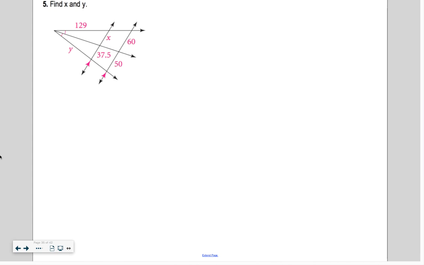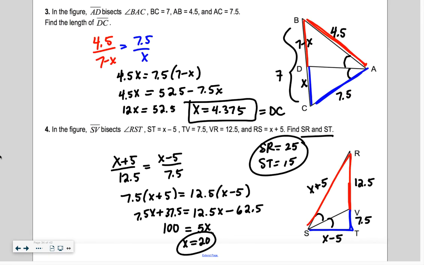All right, let's skip the last one because I think I have something wrong with the picture.